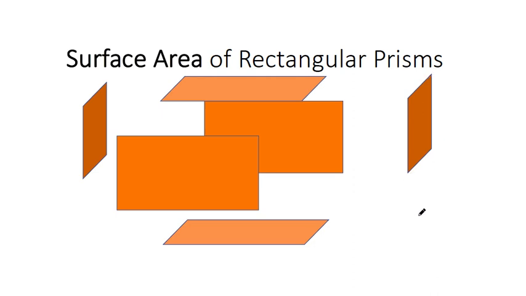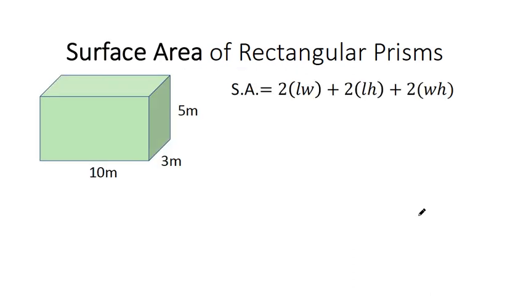So that helps us understand where we get the formula for finding the surface area of a rectangular prism, which is 2 times length times width. Remember, I've got a top and a bottom, plus 2 times length times height. That's my front and my back, plus 2 times width times height. Those are those two sides. Let's use that formula to find the surface area of this rectangular prism.